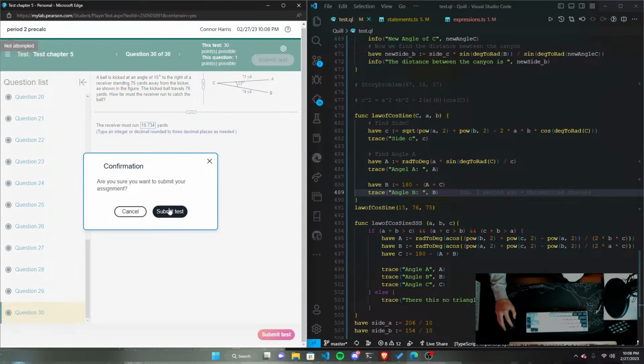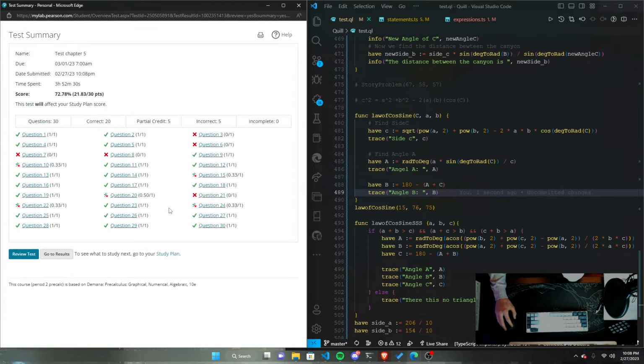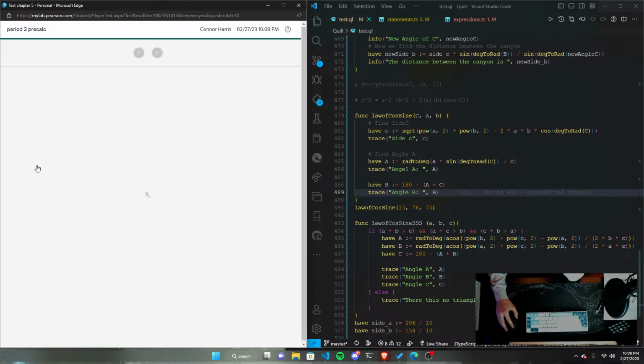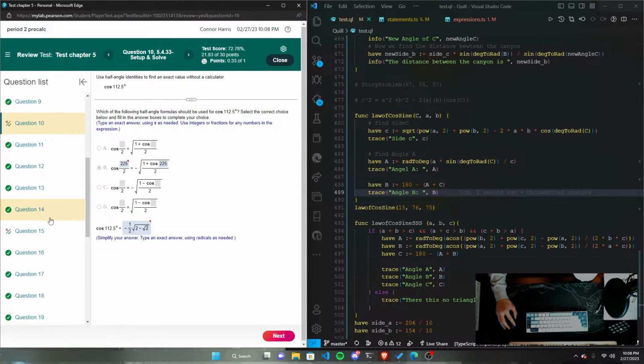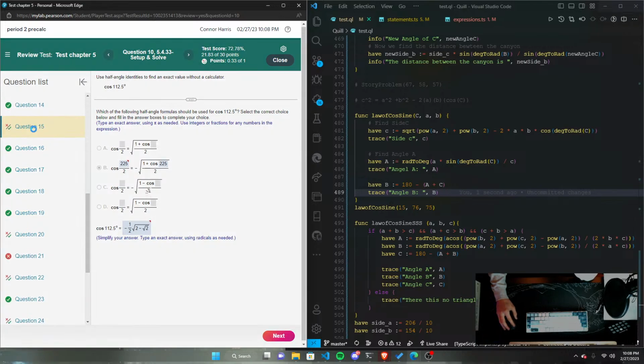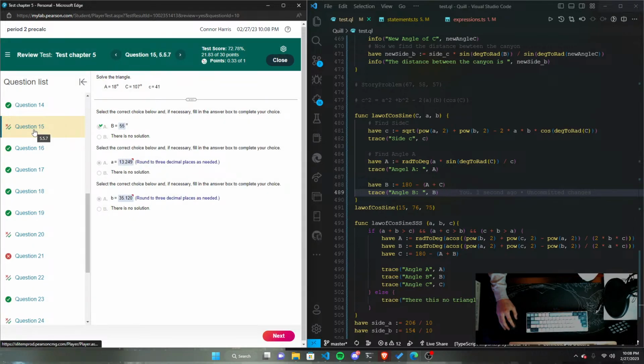Let's see how well I did on this test. Okay, that's actually not bad at all. All right. Which ones did I get wrong then? Let's see. Oh, these were ones before I started streaming. I think this was the first one. Solve the triangle. So these are the correct values. I inputted the wrong values.